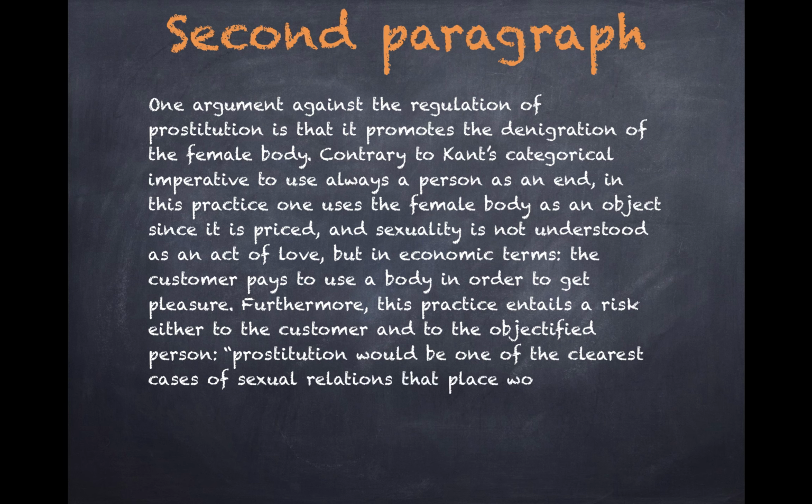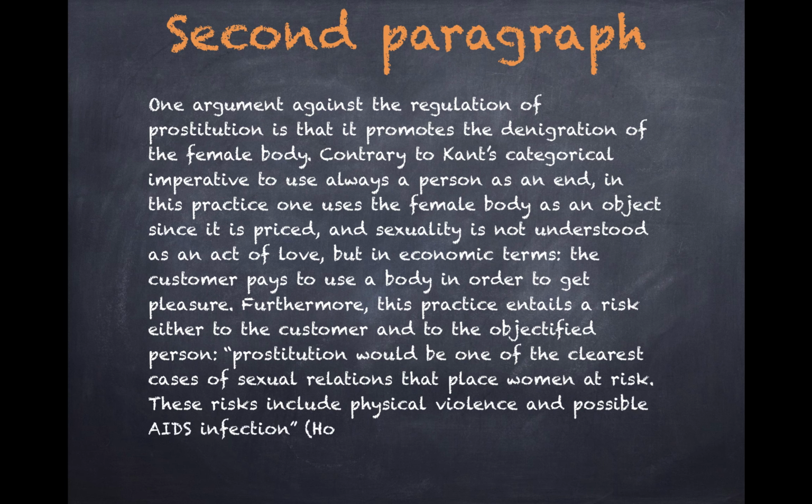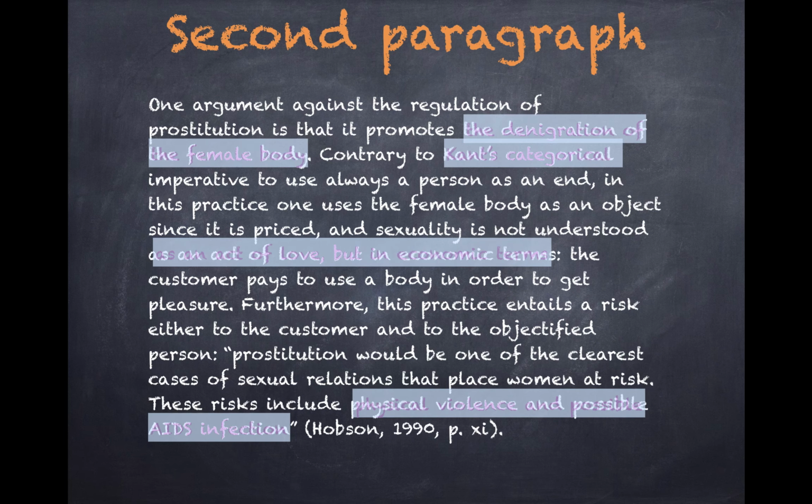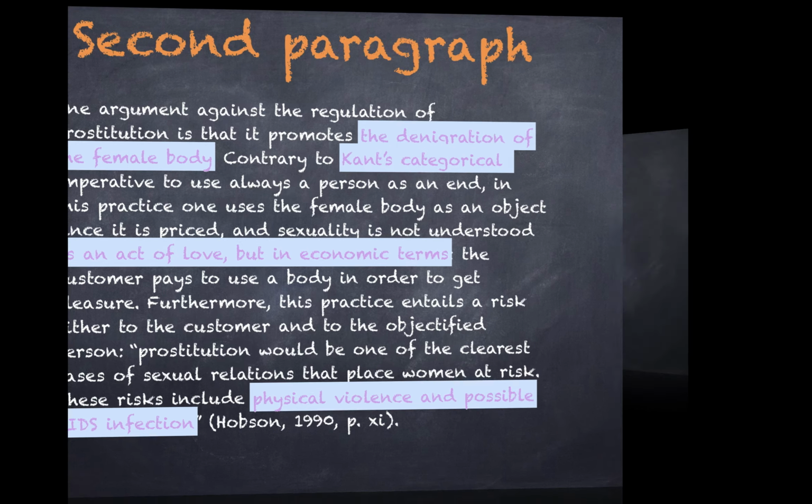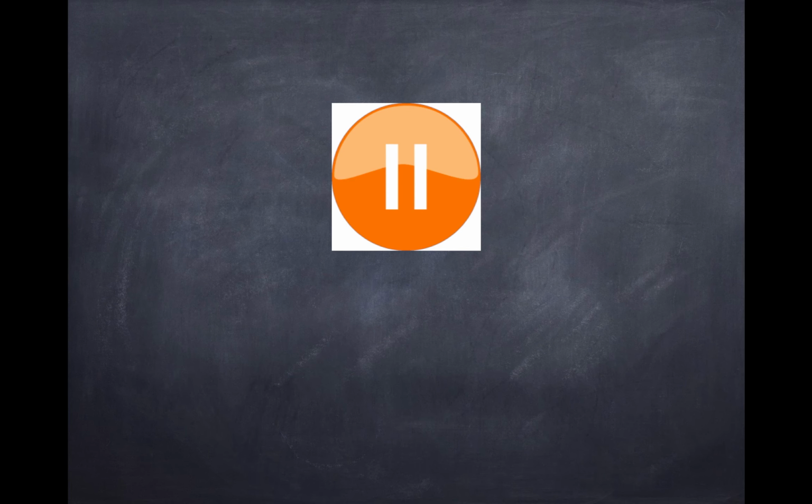Prostitution would be one of the clearest cases of sexual relations that place women at risk. These risks include physical violence and possible AIDS infection. Notice that in this paragraph the ethical perspective is included. We mentioned a categorical imperative, we contrasted love versus economics and pleasure, and we underlined that prostitution is risky for the person. Also, notice that we used one of the sources and used quotation marks. You may pause this video and write your second paragraph. Don't forget to add the ethical perspective.